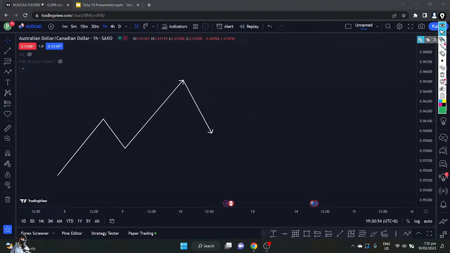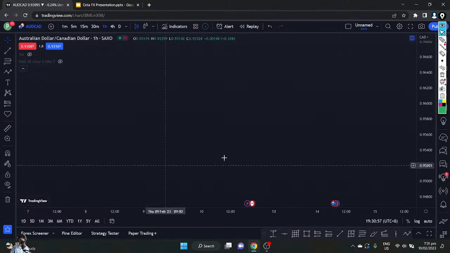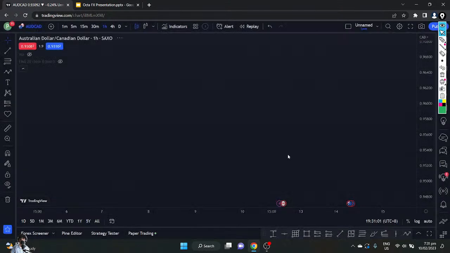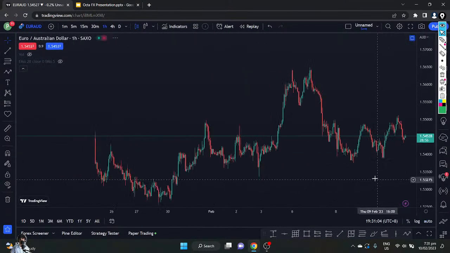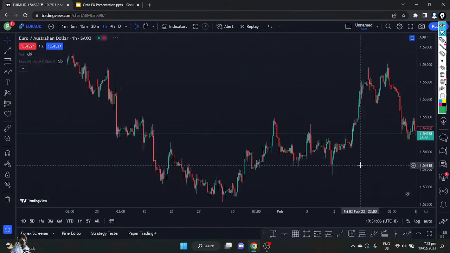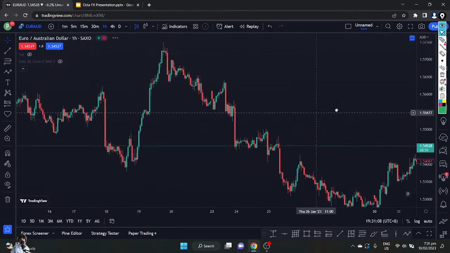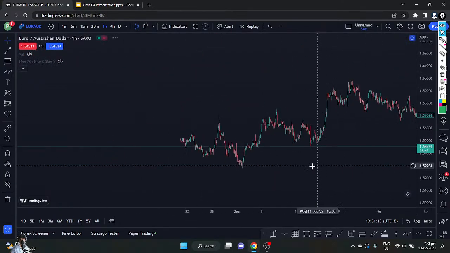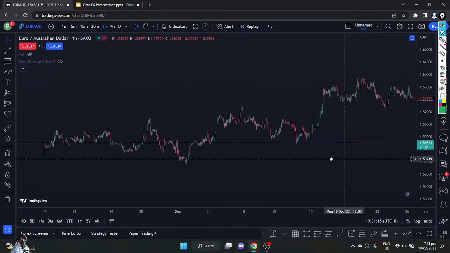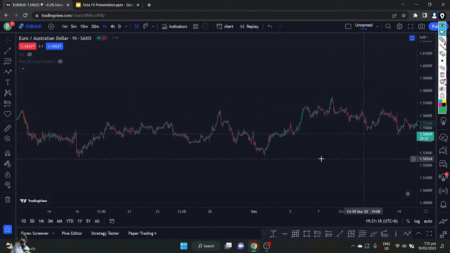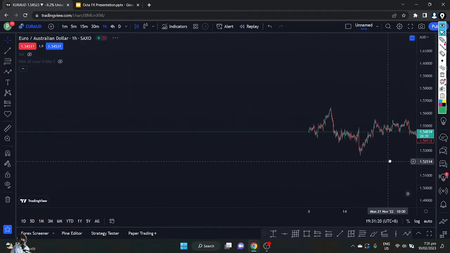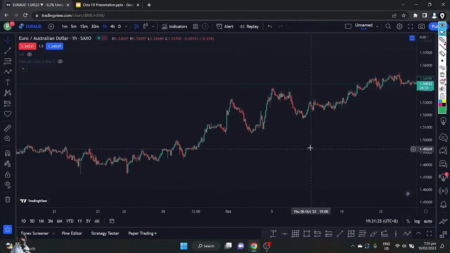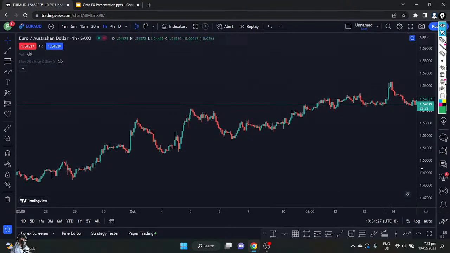Okay. So if we look at the live examples, let's try to change our chart to Euro Aussie. So for this one, let's start on the uptrend. So let's try to look at a good example. So let's say we are just right here.